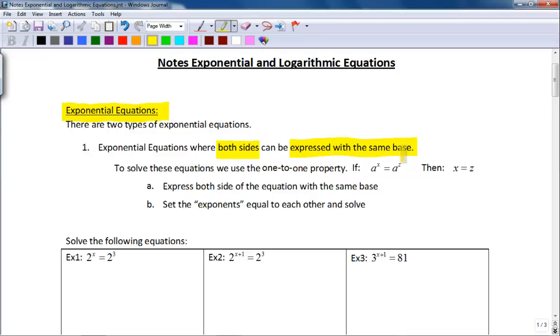To solve these equations, we're going to use the one-to-one property. The one-to-one property says that if a to the x is equal to a to the z, so if the base is the same and you're raised to an exponent, then the exponents are equal to each other. So how do we solve these? First, we want to express both sides with the same base, and then set the exponents equal to each other and solve. Let's look at some examples of this.